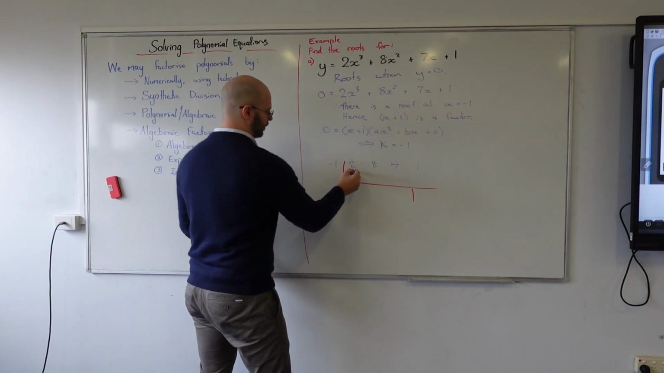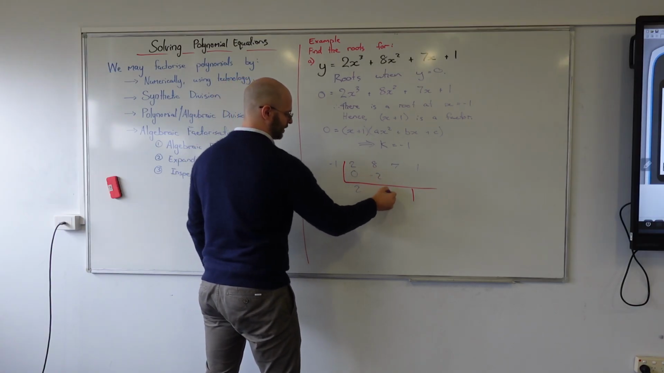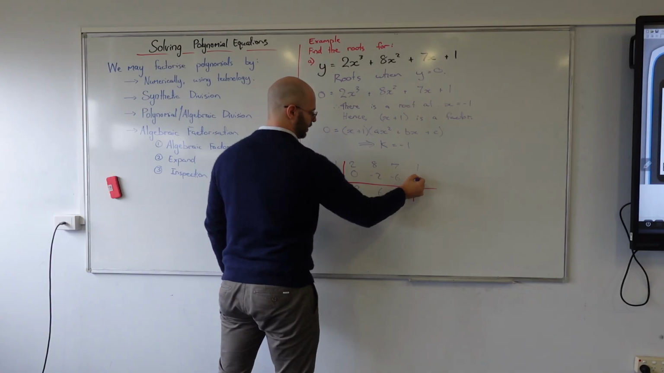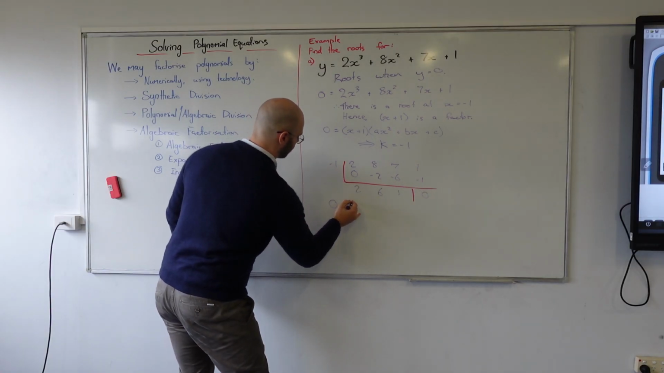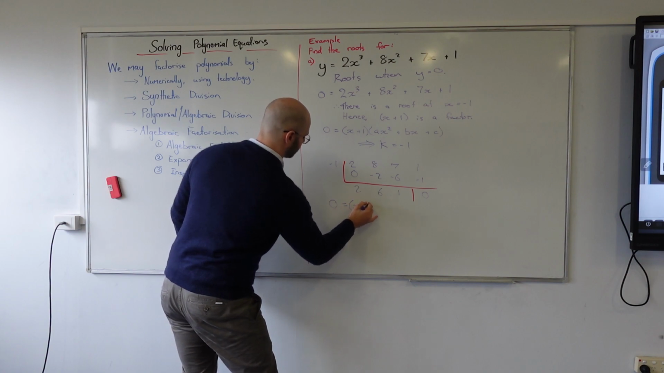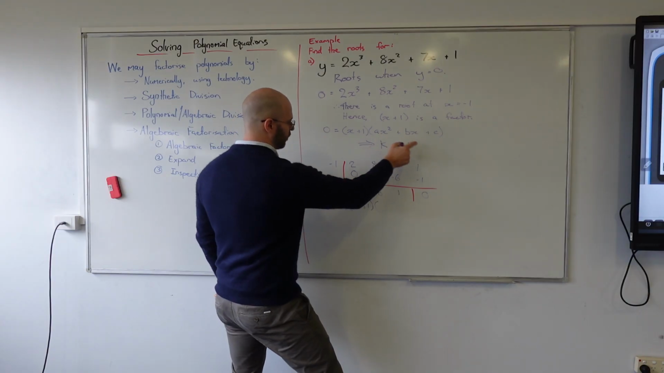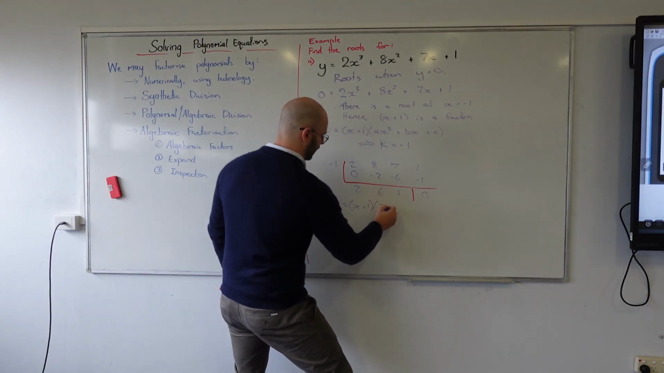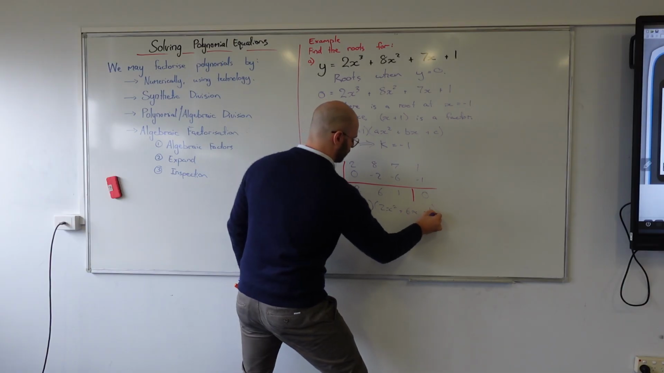Solve. 0, 2. Then -2, 6. Then -6, 1. Then -1 and 0. So we discovered that our polynomial is going to be x plus 1, and then the coefficients in here are going to be 2x squared plus 6x plus 1.